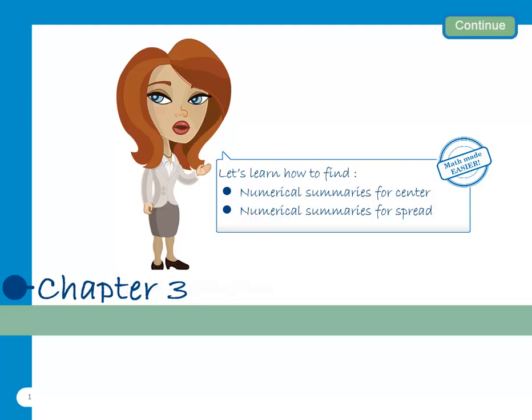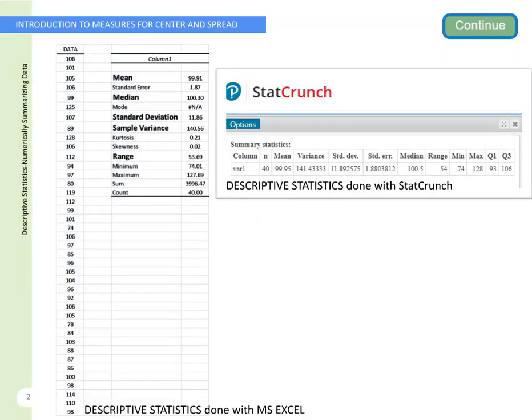Hello everybody, in this video we'll learn about numerical summaries for center and spread. The data on the table represents the weights of a randomly selected group of 40 male students, 13 years of age. Using Excel, I generated a summary statistics table for the data, called descriptive statistics.